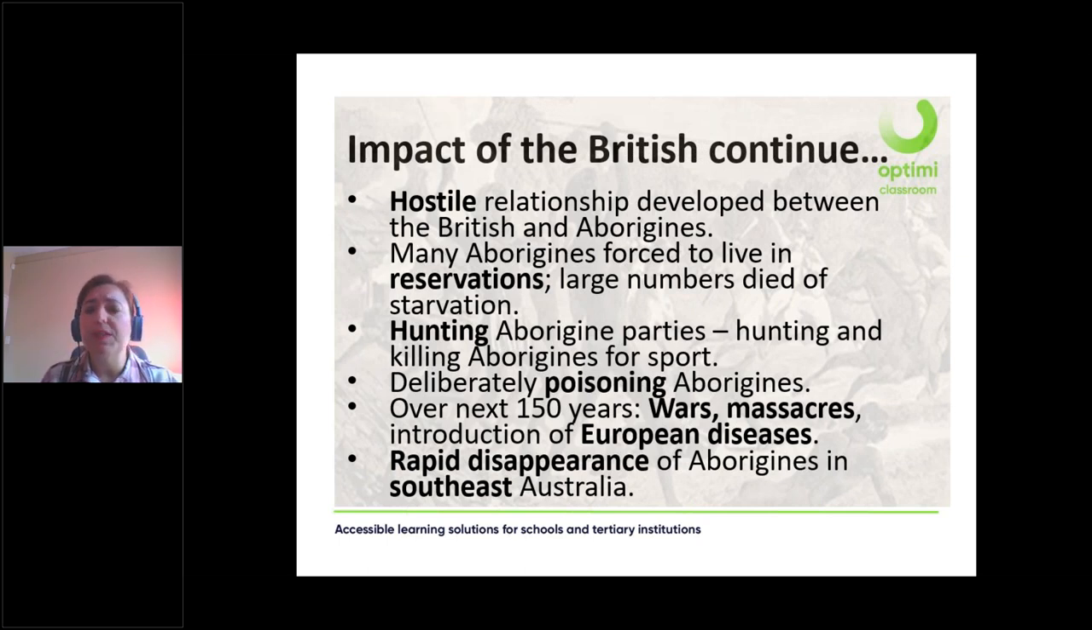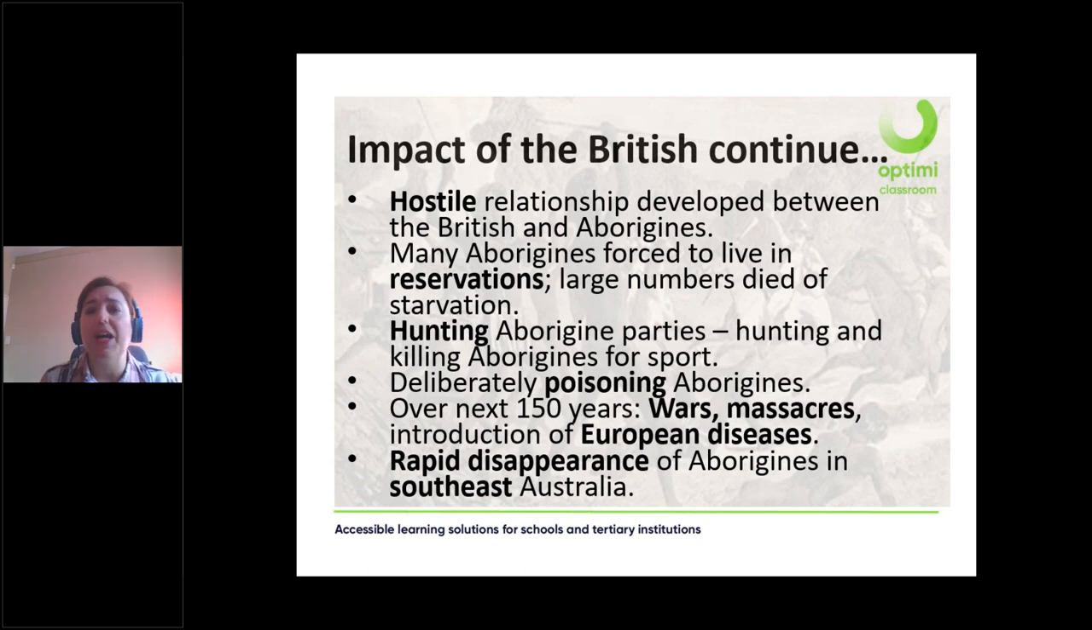Now, what is also terrible about the British arriving in Australia and meeting the Aborigines is that they actually implemented a sport, hunting the Aborigines. So they would host parties, hunting Aborigine parties, where they would hunt and kill Aborigines for sport. Right. Then also, some Aborigines were deliberately poisoned.